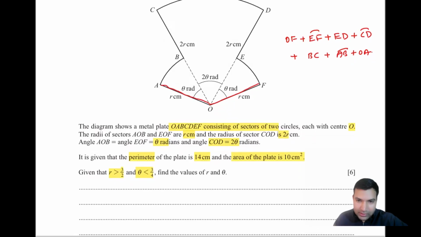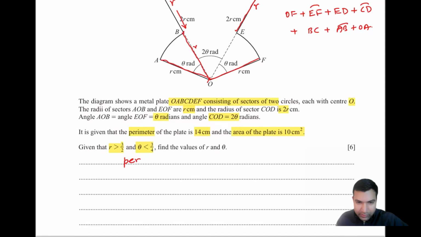Right, so complete C from here to here. OC is how much? OC is the radius of COD. Okay, that's 2r. So can I say B to C, this distance will also be r? Because OB is actually equal to r, right? OC is 2r, so this will be r. Similarly, this distance will also be r. Getting it? So first equation we will get from this given piece of information of perimeter.